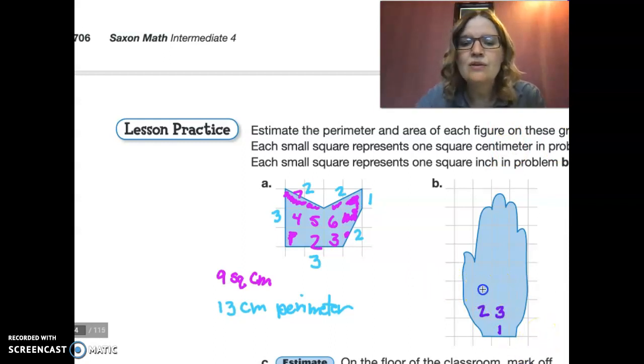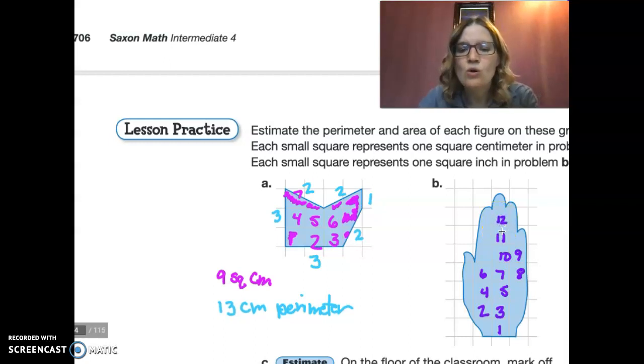1, 2, 3, 4, 5, 6, 7. I'm going to count this as a whole one. 8, 9, 10, 11, 12. So we have 12 whole pieces for sure. Now I'm going to put this guy and this guy together, 13. I'm going to put this guy and this guy together, 14. I'm going to put this one and this one together, that's 15.